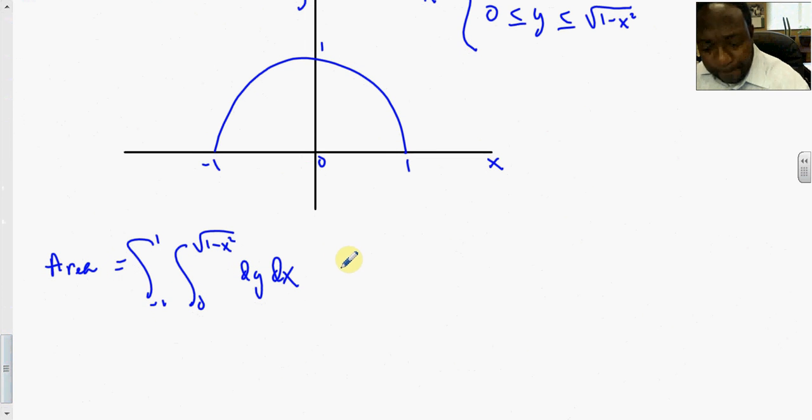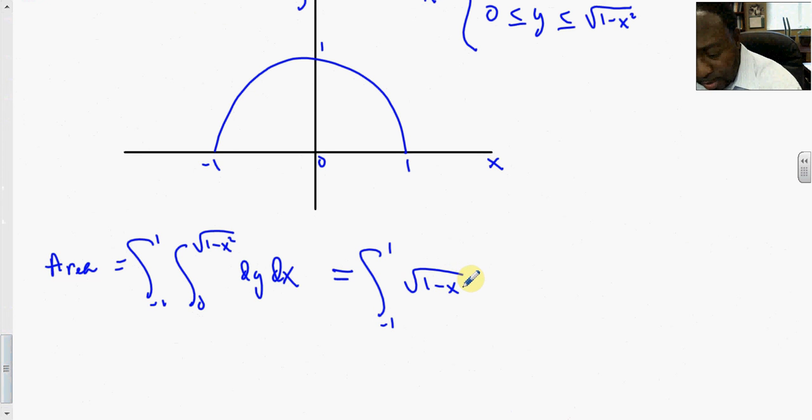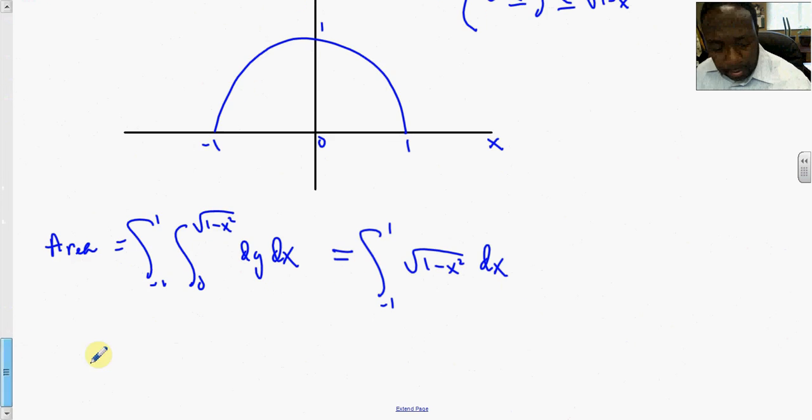So this is the integral from -1 to 1. Integrate with respect to y. This is y evaluated from 0 to the square root. So this just becomes the square root of 1 minus x squared dx. We use our trig substitution on this.